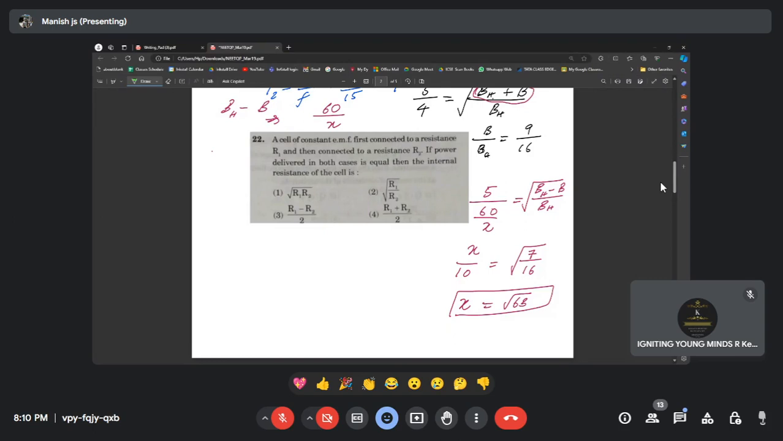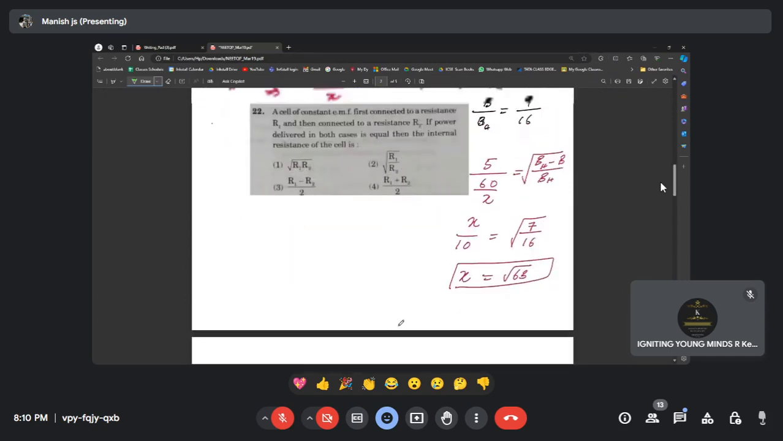You have a cell with some EMF, which is constant, connected to a resistance R1 and then connected to a resistance R2. If the power delivered in both the cases is equal, then they are asking what will be the value of the internal resistance of the cell. That is the condition they've given. So based on this condition, we will have to solve this question.